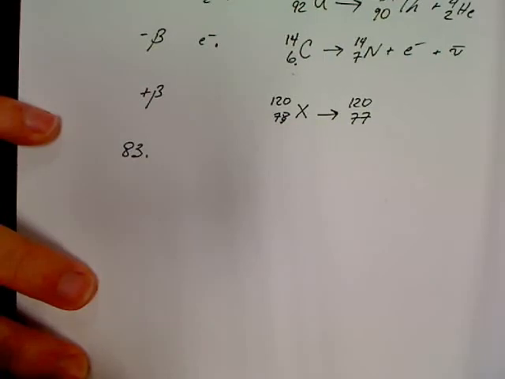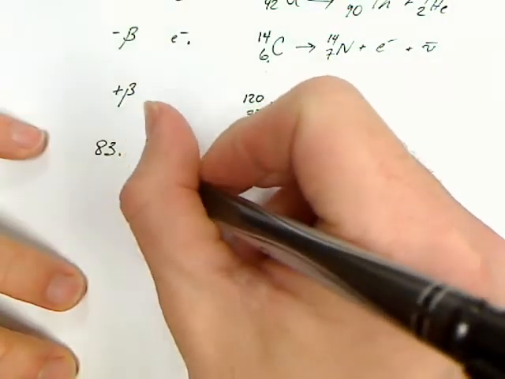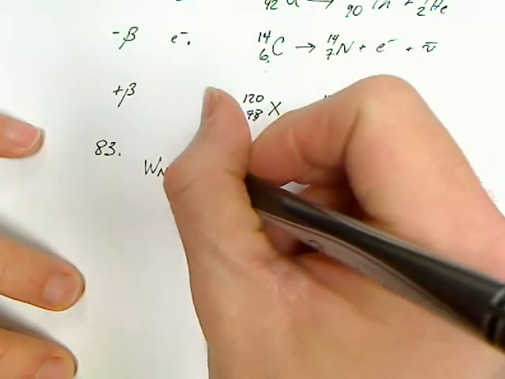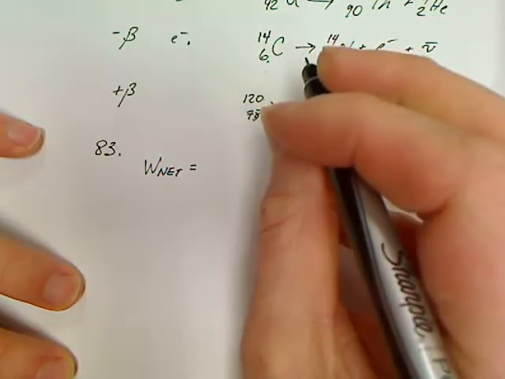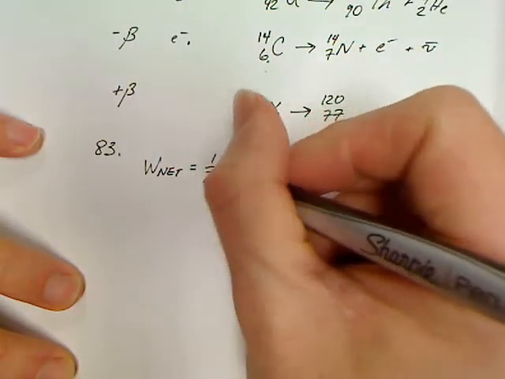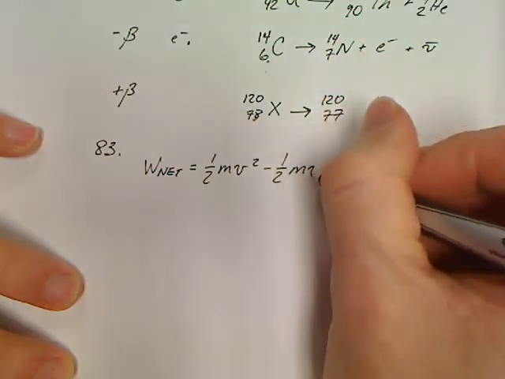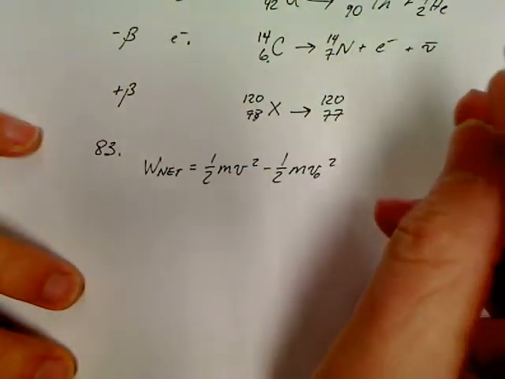83. Work net is equal to 1/2 mv squared minus 1/2 mv0 squared.